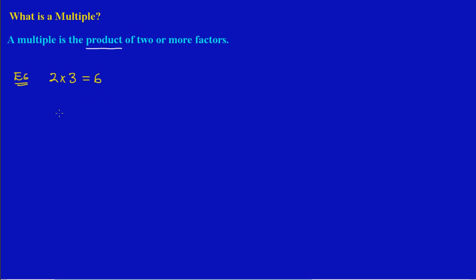Cool. Now, also, I can say 1 times 4 times 5, okay, and that would be equal to 20. So the product of these three numbers is 20, okay? Now, 1 is also a factor of 20, 4 is also a factor of 20, and 5 is also a factor of 20, okay? So when we multiply factors, the product or the result that we get is called a multiple of those factors, all right?